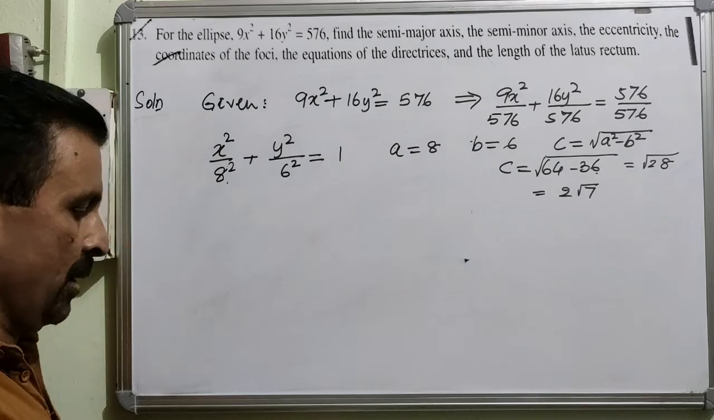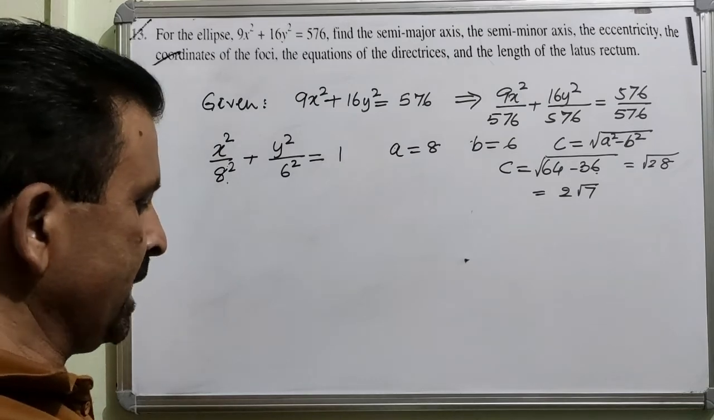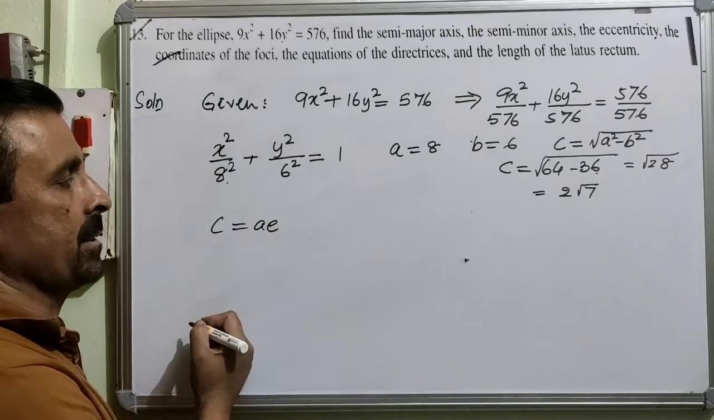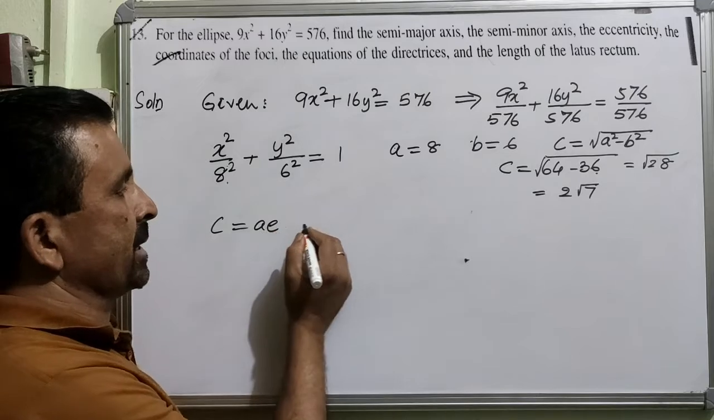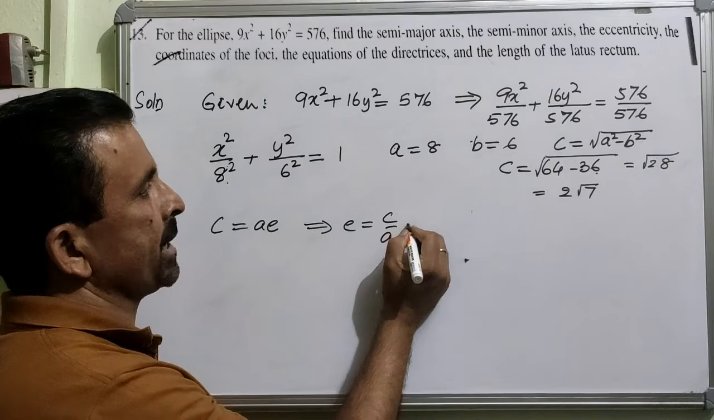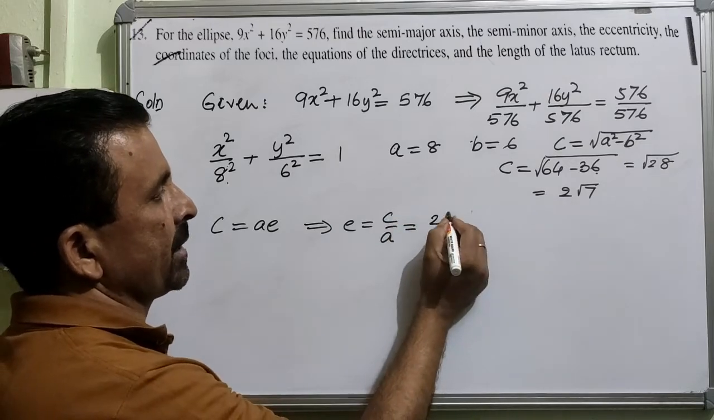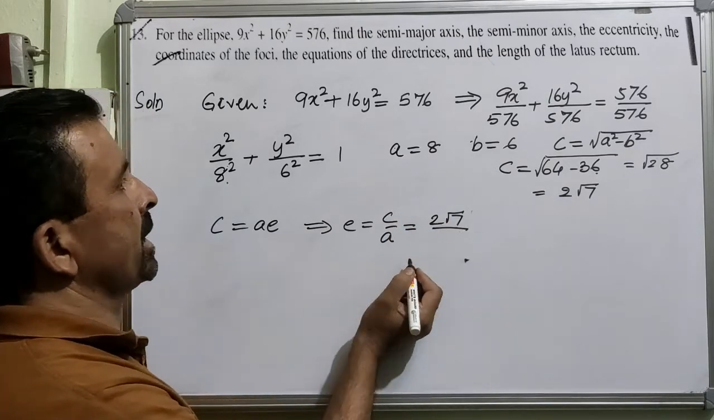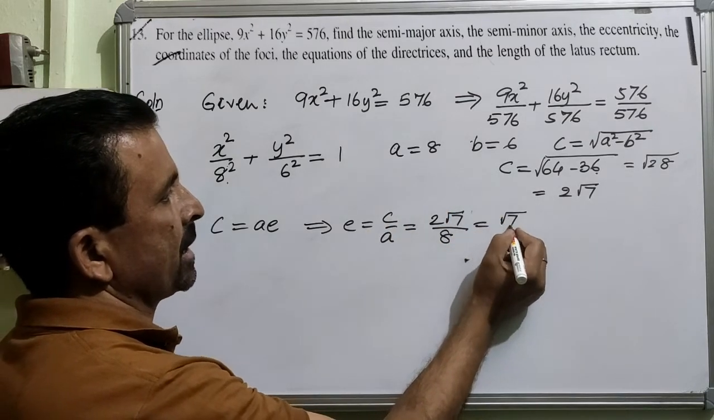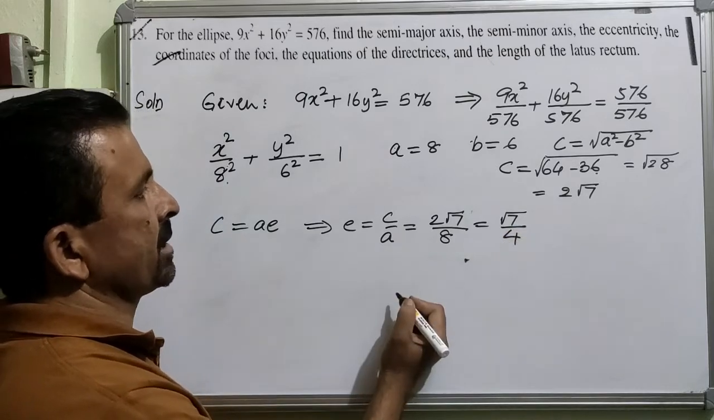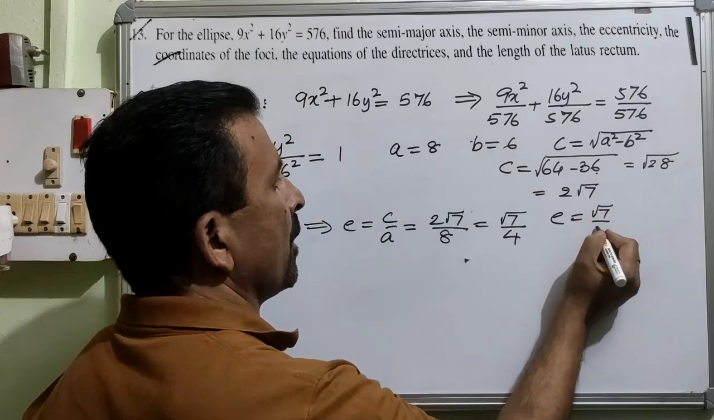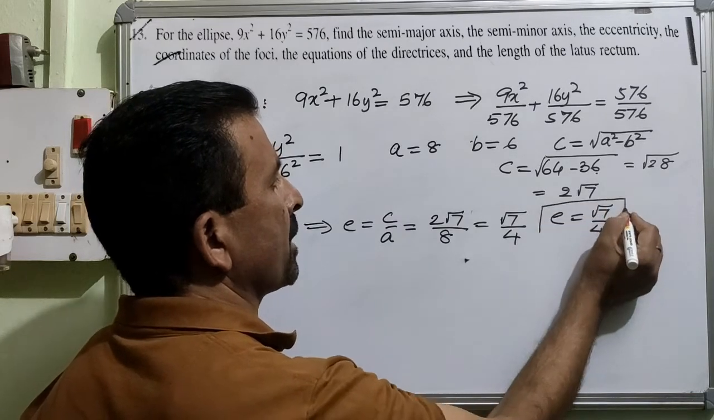But your question is to find the value of eccentricity. Now, we know that C is equal to AE. This is the relation, right? So, from here we can find the value of eccentricity. This implies E will be equal to C over A, right? C we calculated as 2 root 7, and A is 8. Simplify, you will get your answer as root 7 divided by 4. This is the value of your eccentricity. So your eccentricity is equal to root 7 over 4.